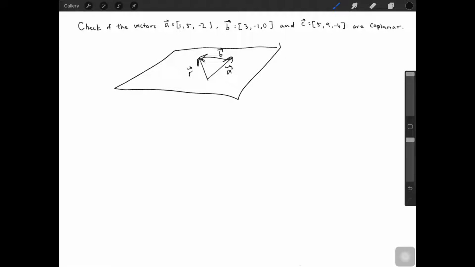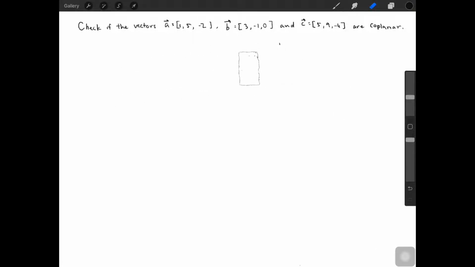So this means that A and B can be written in linear combination. So R will be written in linear combination of A plus B. So that means that when we're given three vectors, we can just pick one of the vectors and write it as a linear combination of the other two vectors. So let's choose C, and we'll write it in linear combination of A and B.